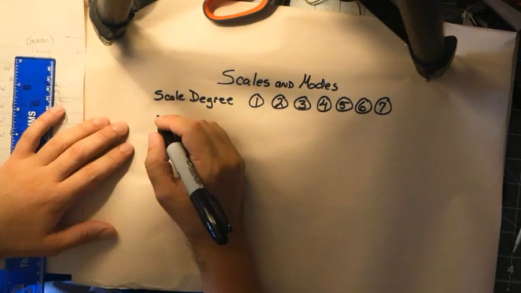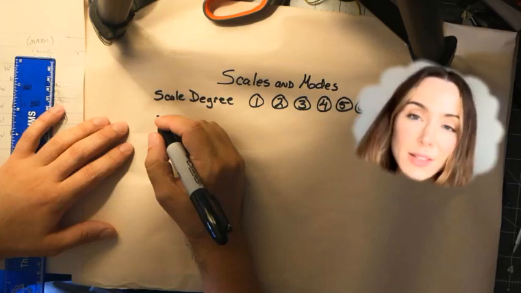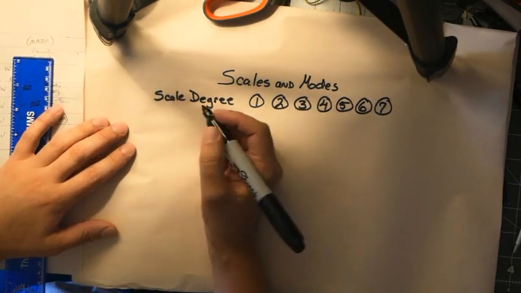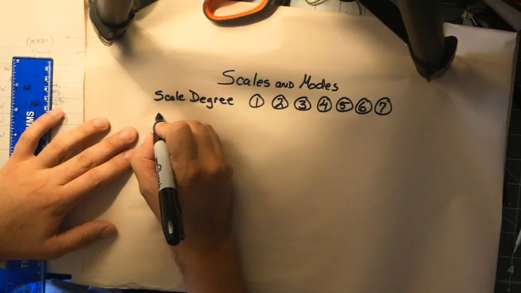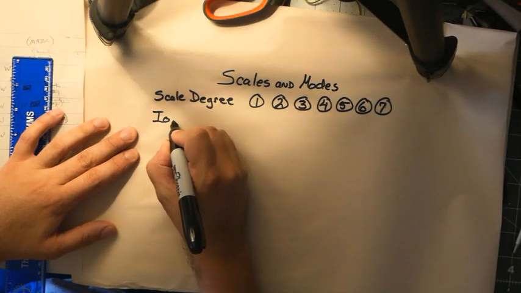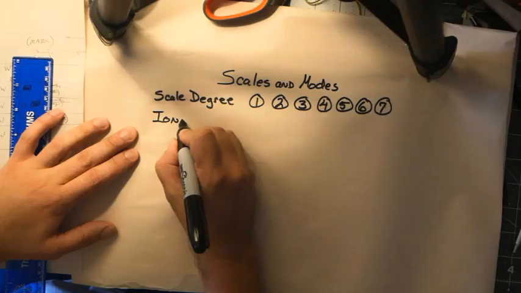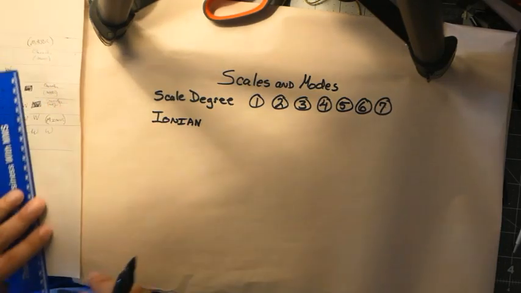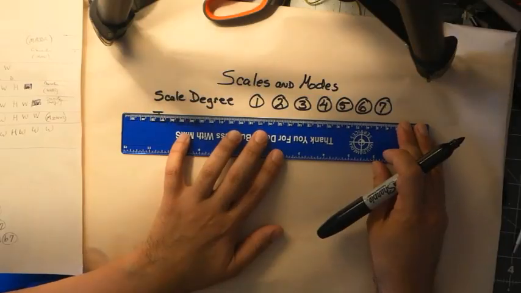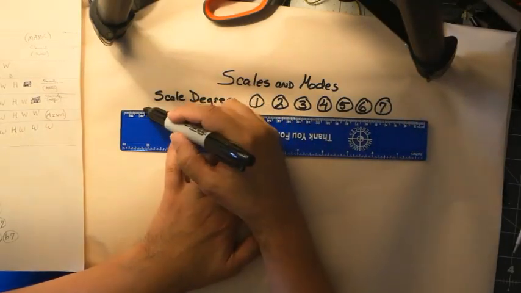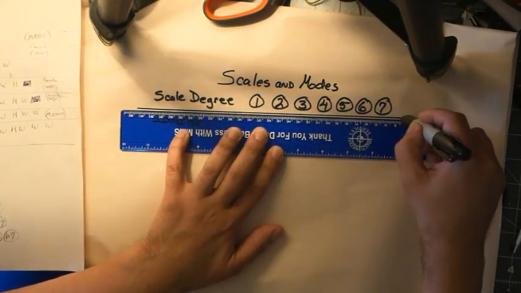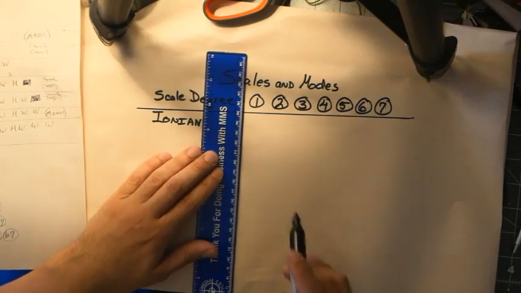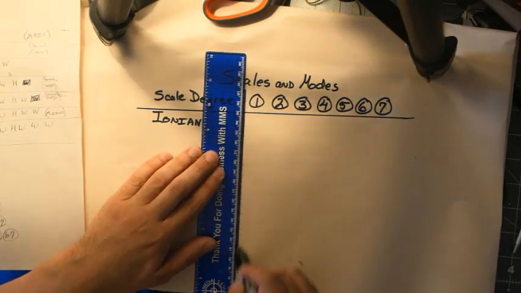Now, a wise woman once said, "Scales are just patterns of steps and half steps." We'll use that idea to construct the modes and the scales. The first one is the Ionian mode. It will draw a table and work through the construction of the whole steps and half steps.